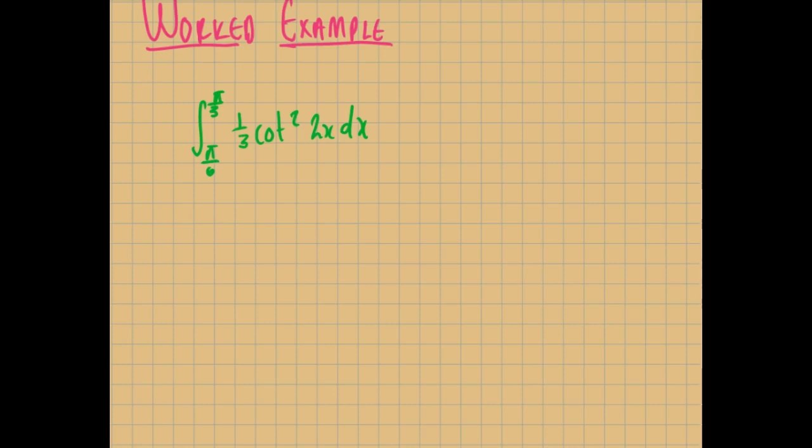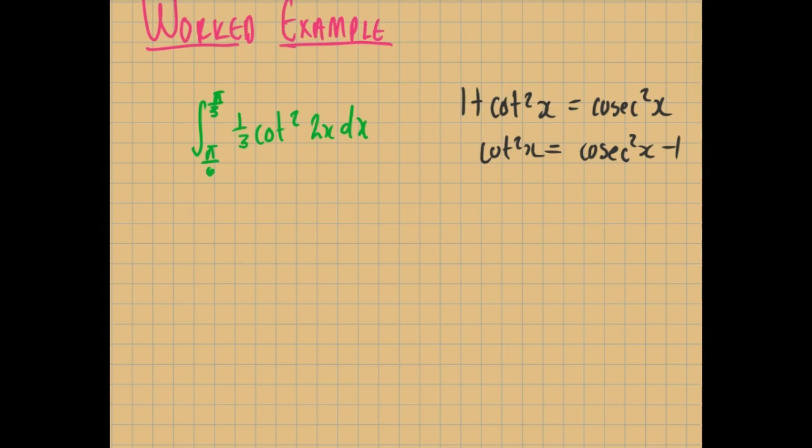Automatically, I revert to the trig identity that says 1 plus cot squared x is equal to cosec squared x, because that's the integral I have. I have the integral of cosec squared, but not of cot. Meaning cot squared x would be equal to cosec squared x minus 1, right? And I don't have cot squared x, I have cot squared 2x, which is therefore equal to cosec squared 2x minus 1. Wherever there's x, I'm now putting 2x.